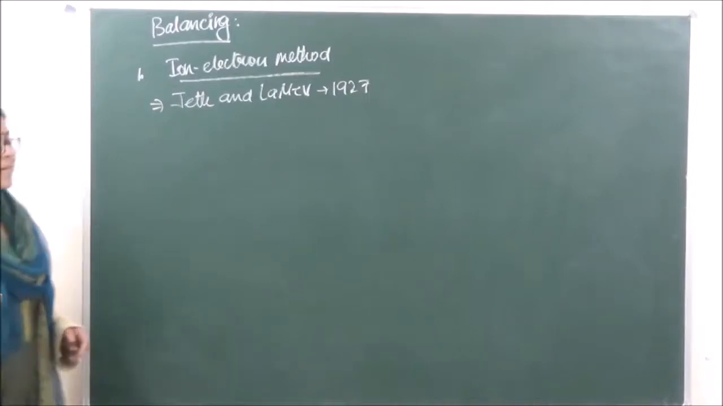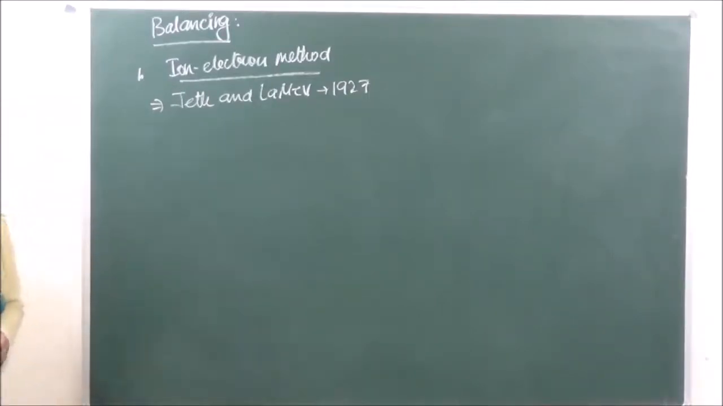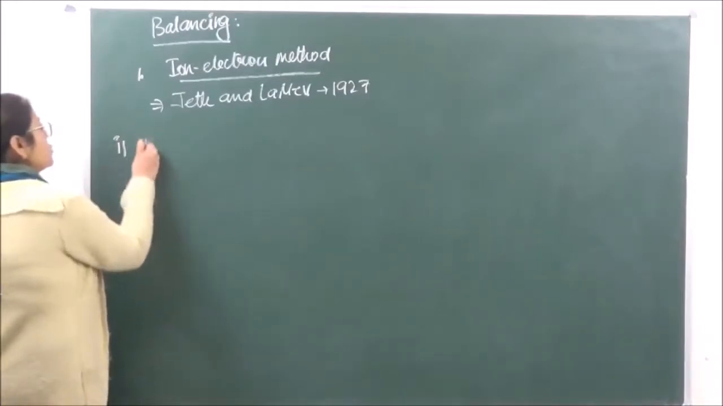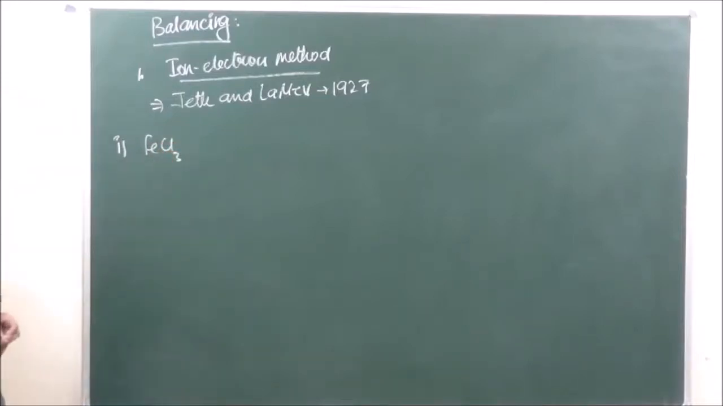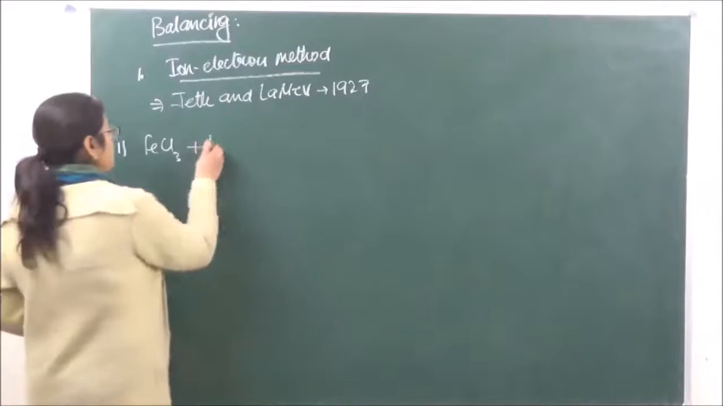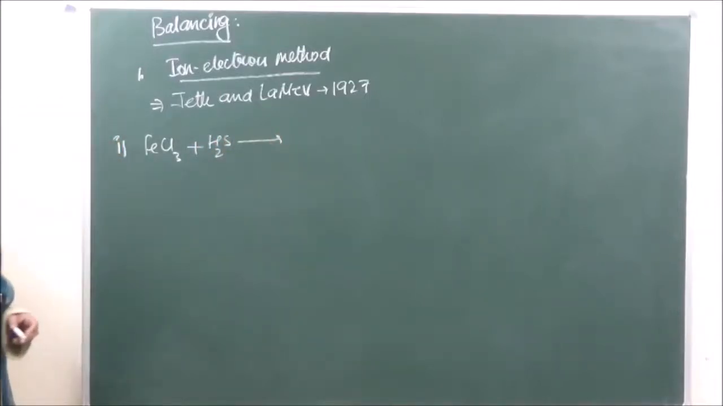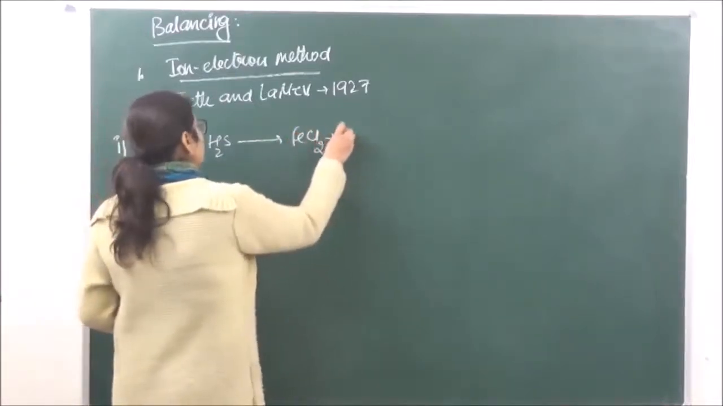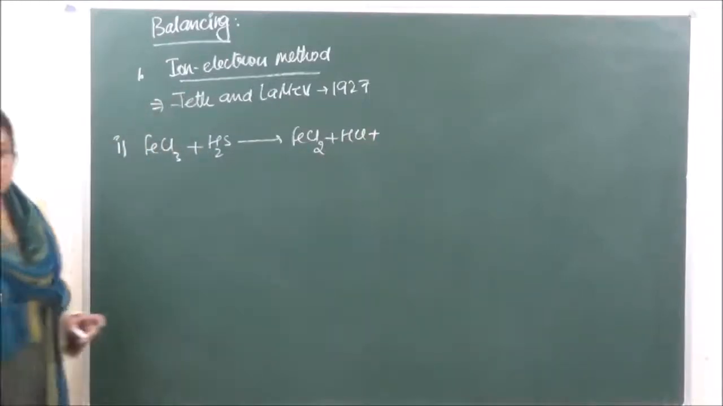Now in this method we have a lot of steps. We will understand the steps by taking examples. So we want to balance the equations by the ion electron method. The first equation which we have over here is FeCl3 plus H2S to give us FeCl2 plus HCl and then we have S, right?